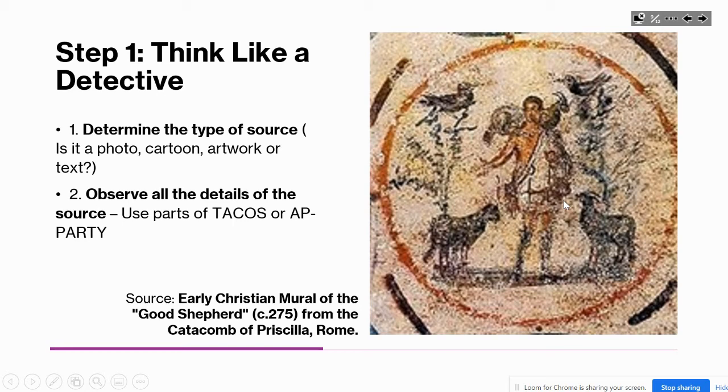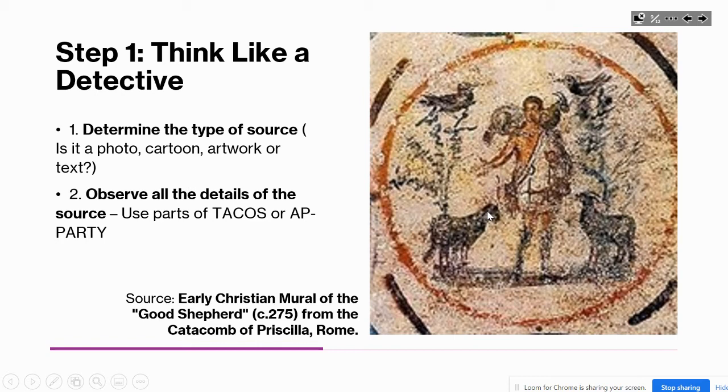So in this case, we have a source here. Determine what type of source this is. Is it a photo, cartoon, artwork, or text? In this case, this is artwork, okay? This is artwork. Now, determine, should we use TACOS to analyze this or APPARTS? In this case, we will use TACOS because it's a piece of artwork and it makes it easier to analyze, okay?